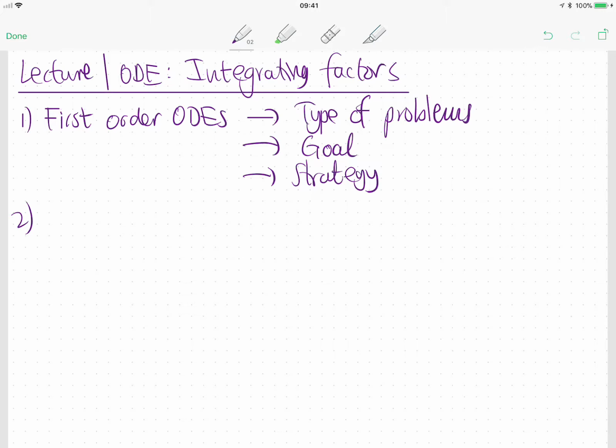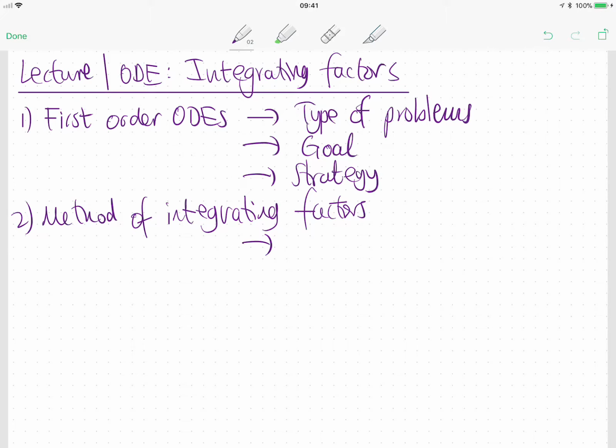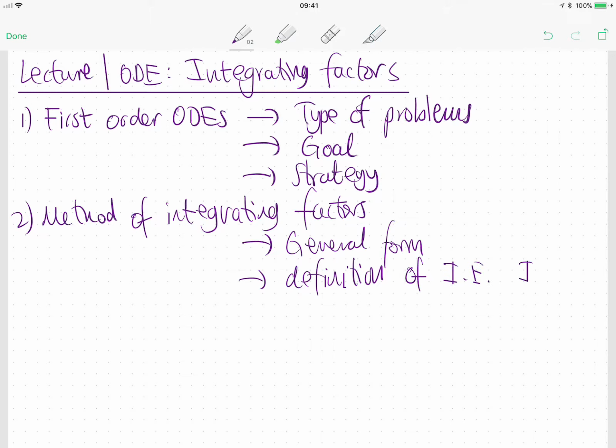And then step 2, we're going to get into the heart of the problem for solving these problems using integrating factors. Okay, so the things I'm going to look at will be the general form, the definition of the integrating factor. Let's call it IE. This is actually a function. We call it I of x. And we'll take a look at the approach, some of the patterns that we're going to study. So that's an overview of what I'm going to do in this video.